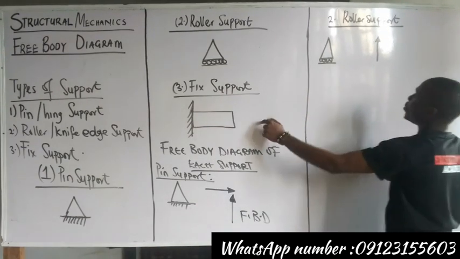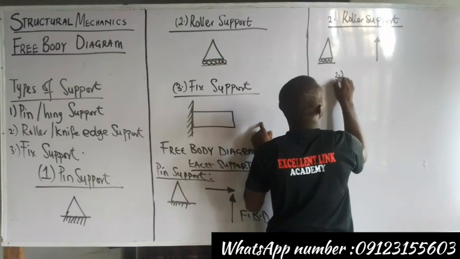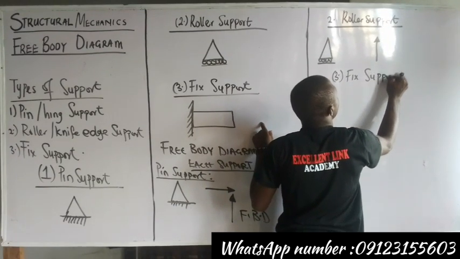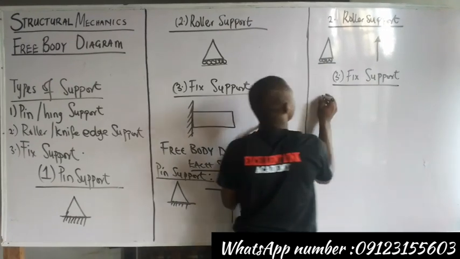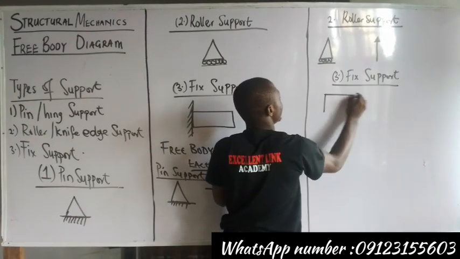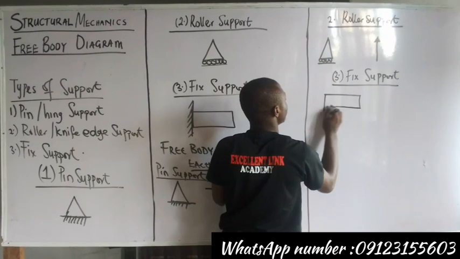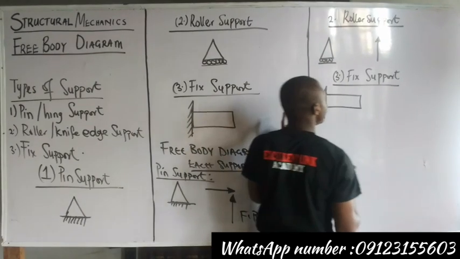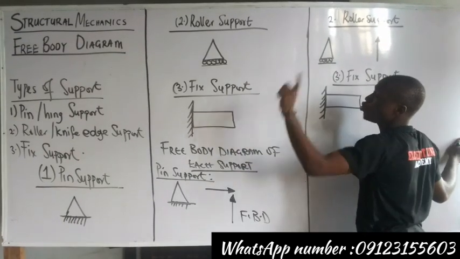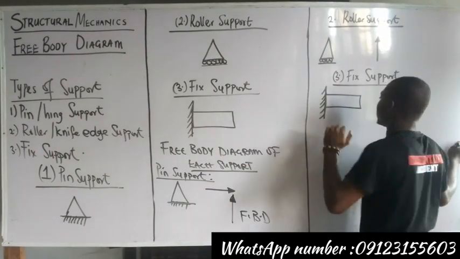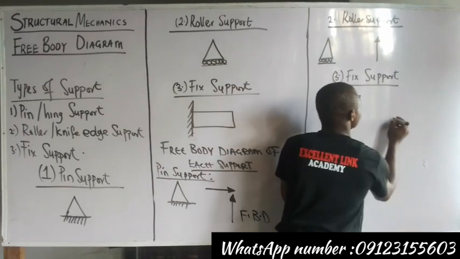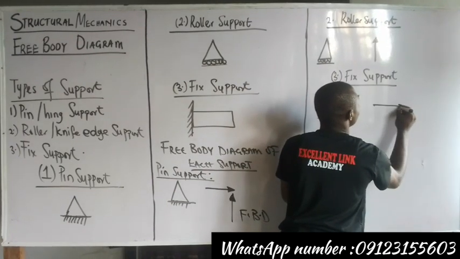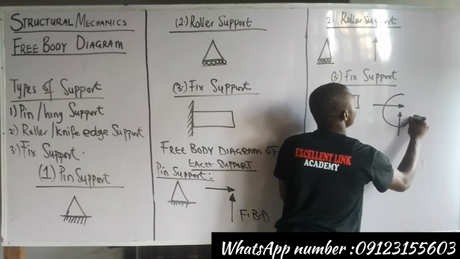Let's go to the last one, the fixed support. Let's see the kind of reaction produced by this fixed support. So hence, we said this produces what? 2 reactions, then what? Moment. Hence, I have it this way. 2 reactions, one vertical and the other horizontal. Then what? A moment.